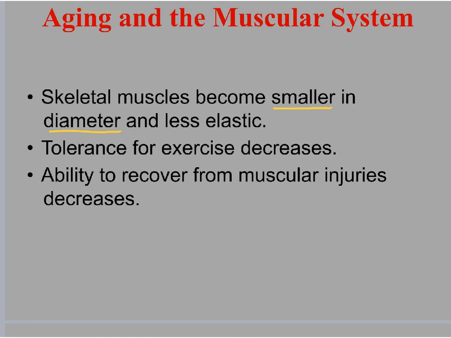Muscles also lose some of their elasticity, so essentially they become stiffer and less resistant to stretch. Because we lose as we age some of the components inside of a muscle cell, things like mitochondria and glycolytic enzymes, our tolerance for exercise decreases. And then also our ability to recover from muscular injuries decreases as well.